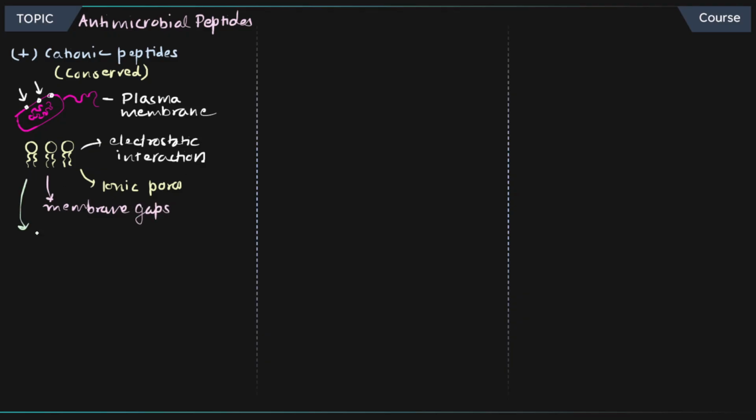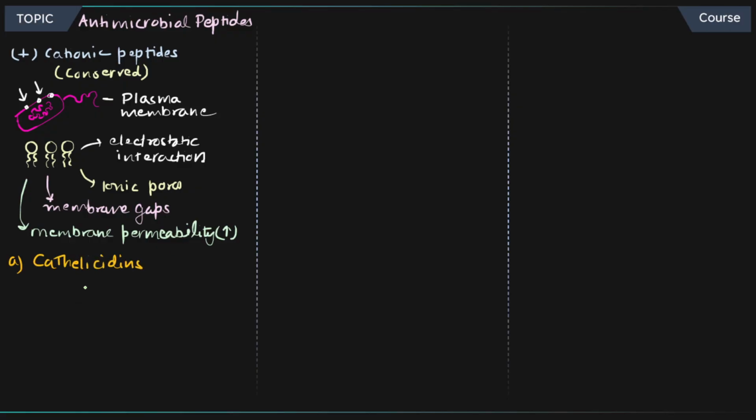Further, they are able to increase the membrane permeability. Because of that, the content from the bacterial cell will come out, eventually lysing the cell. So this is how these antimicrobial peptides work. Let's take the first example, which is cathelicidins.